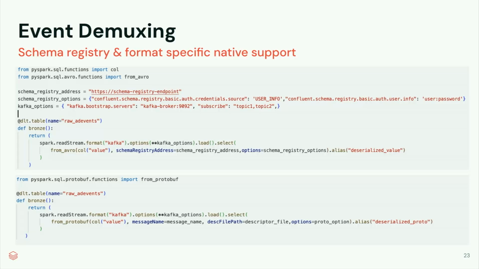This is a code snippet where, let's say your payload types are in Avro format. We can use from_avro and integrate with the schema registry. And we can use from_protobuf, with or without a schema registry. So these are simple, native functions. Without any additional setup, we can parse the data. Let's see this in action, how we can implement it.